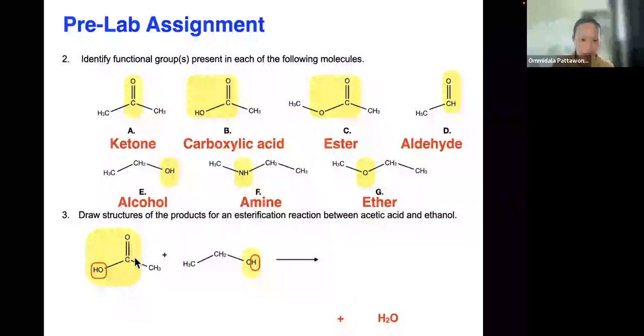C double bond oxygen to CH3. So it's that part right there. And the other part, the remaining would be this part right here: oxygen, CH2, and CH3. So what I'm going to do is connect that. So oxygen, CH2, and CH3, you are going to connect these two together. And that's it. So again, carboxylic acid reacts with alcohol. It's going to form ester and water.